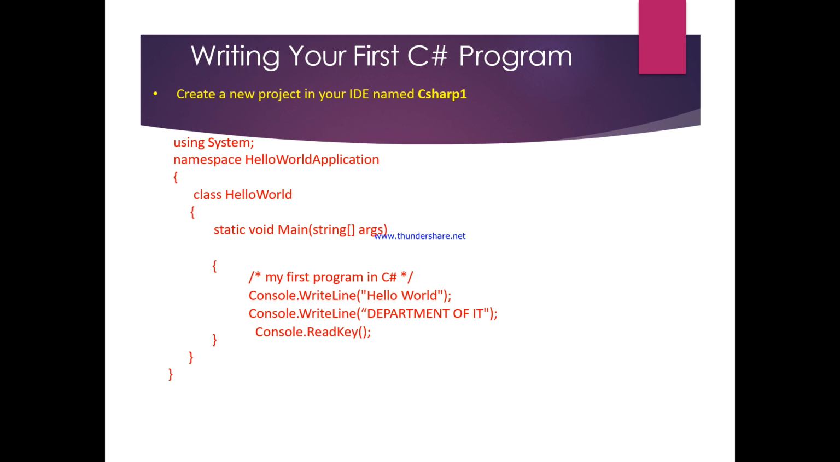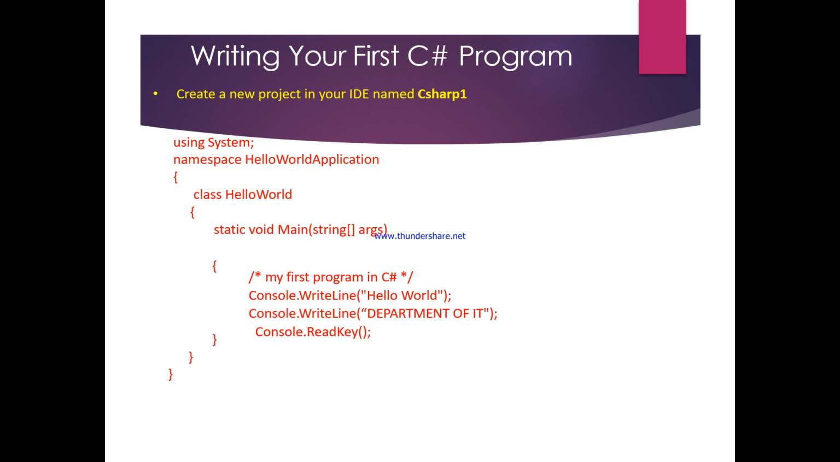When we write our program, one of the techniques available in C sharp.NET is called a namespace. You reserve your area by some specific name, that is called a namespace. Give the space for this one. So I write here Hello World application. My class name is Hello World.